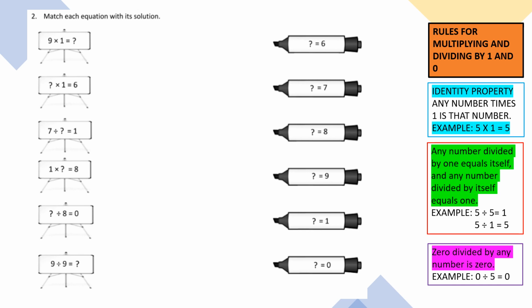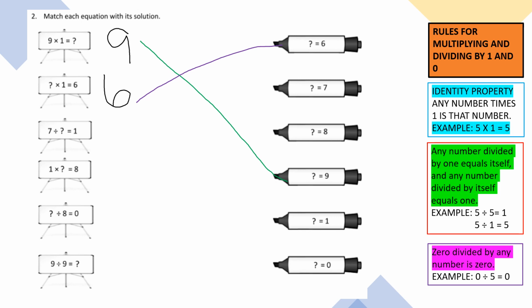Okay, let's look at the very first one. 9 times 1 equals, well, if you said 9, you are correct. Then we're going to draw a line from 9 to 9. Okay, let's solve the next one. Blank times 1 equals 6. If you said 6, you are correct. 6 times 1 does equal 6. And we're going to draw a line from here to here.